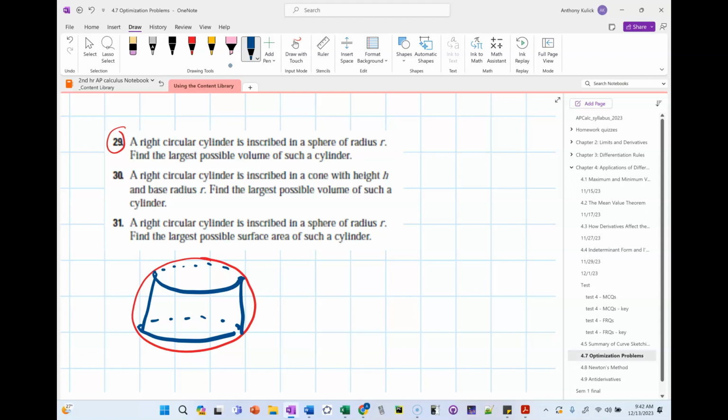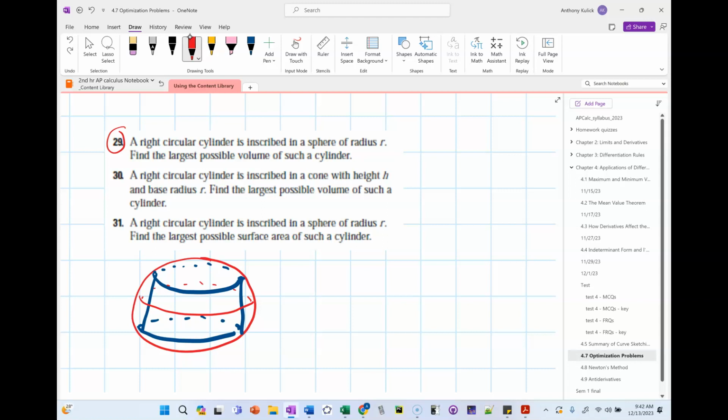Is everybody okay with how we're envisioning things? It's a right circular cylinder, which just means it's not tilted. It's not like the Leaning Tower of Pisa. It's straight up and down. That would be a danger of fall. It's been leaning for a while.